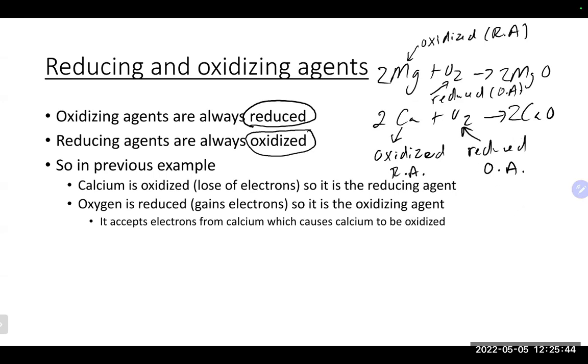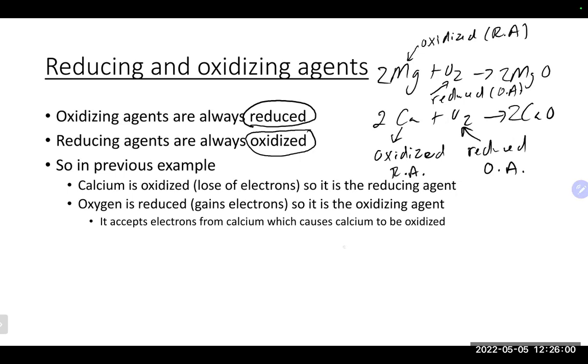What is being reduced? What is being oxidized? What is your reducing agent and oxidizing agent? They all should be reactants. And when you're asked that question to identify those things, you should be specific.